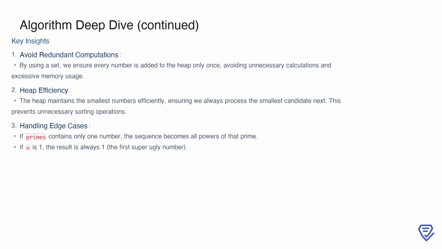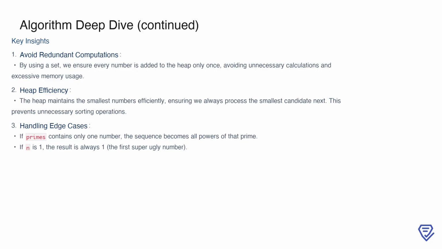First, redundant computations are avoided by using a set to ensure that each number is added to the heap only once. This not only prevents unnecessary duplications but also reduces memory usage. Secondly, the heap itself is highly efficient for this problem. By always maintaining the smallest candidates, it eliminates the need for expensive sorting operations and ensures that the next super ugly number is processed in the correct order.